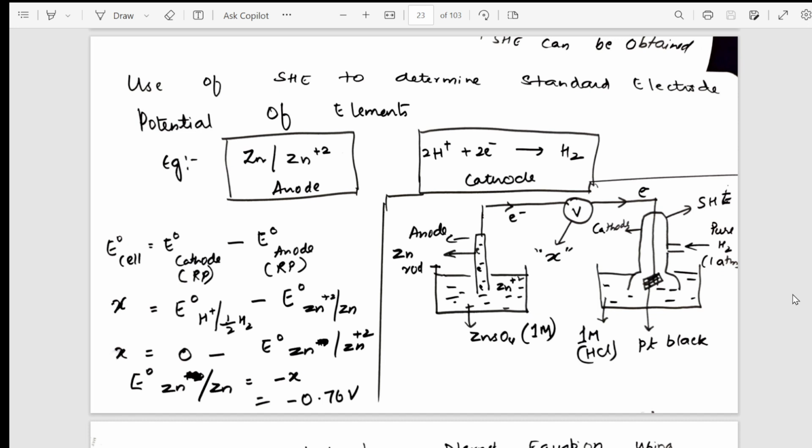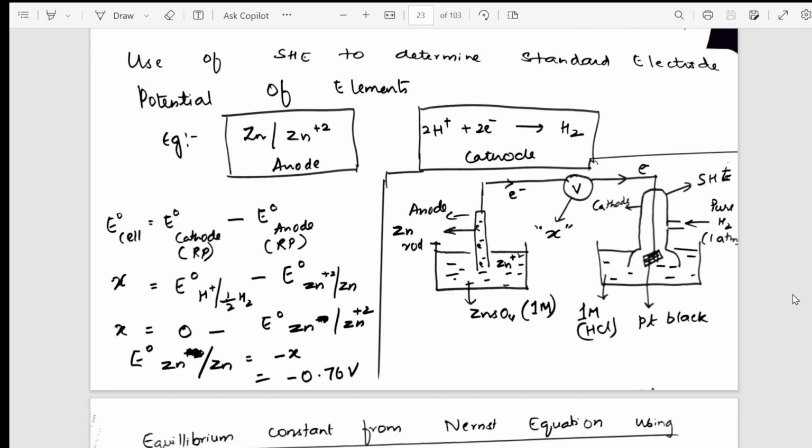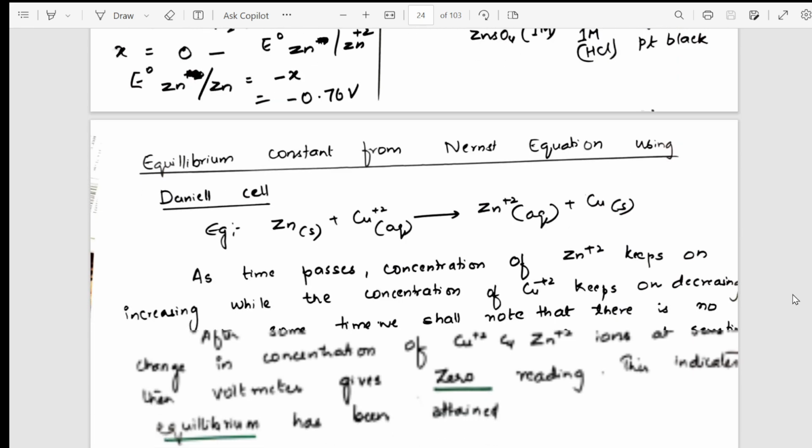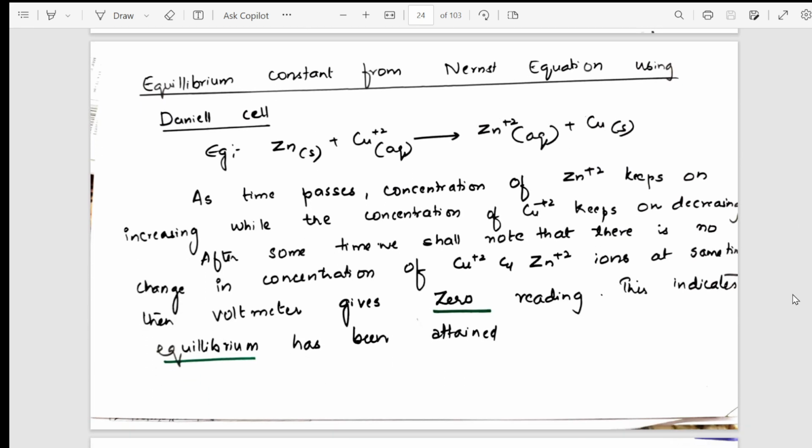Now from there, gradually, the use of SHE. So where are we using it? As I said, we are going to use it as a reference electrode. So here zinc we are taking as an anode. On the other side, we are taking SHE, the standard reference electrode, as a cathode. Done. From there, gradually we are going into the equilibrium constant using the Nernst equation.